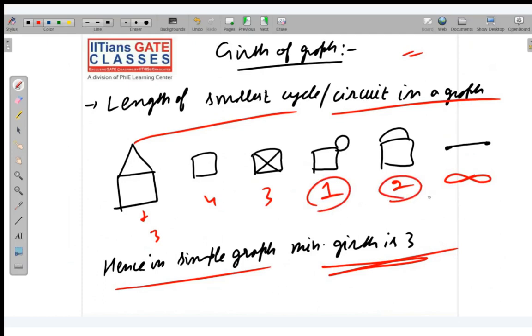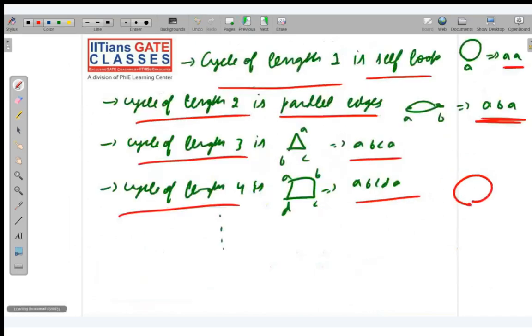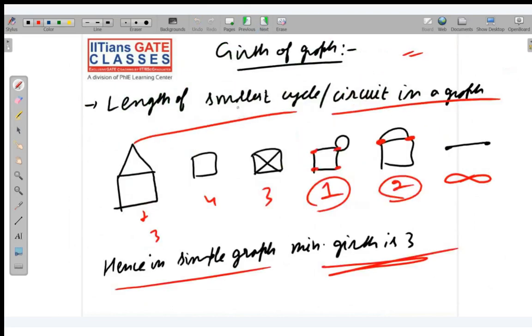Any doubt here? In pseudograph, why is it 1, sir? Because of the self loop. See this? A cycle of length 1 is a self loop. I have said the length of the smallest cycle or circuit in the graph. Smallest is the self loop here, so that's why 1. Here parallel edges, that's why 2. So in a simple graph, minimum girth will be 3 because neither parallel edges nor self loops are allowed. And here it is infinite because there is no cycle at all.